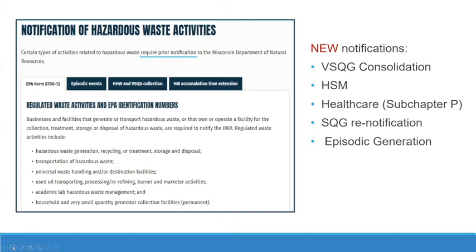And then we also have the episodic generation piece that's new. So this page starts out with the EPA Form 8712, which is the form that you would use to make any changes to your activities: your EPID number, your facility name, your location, etc. There are two ways you can use that form.